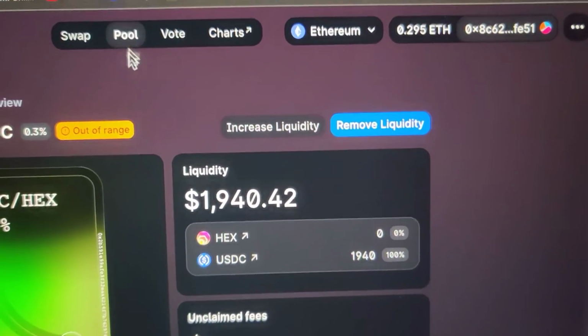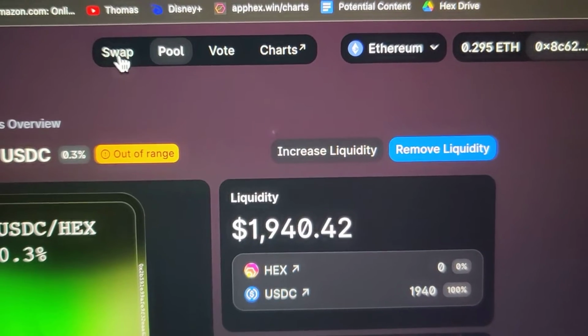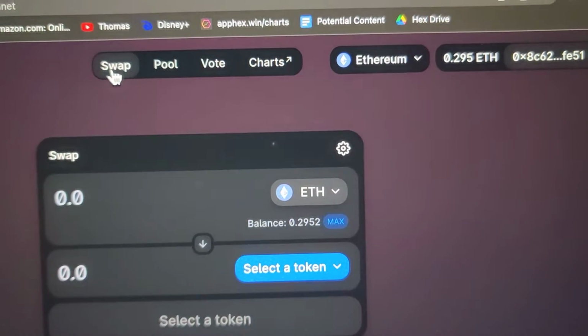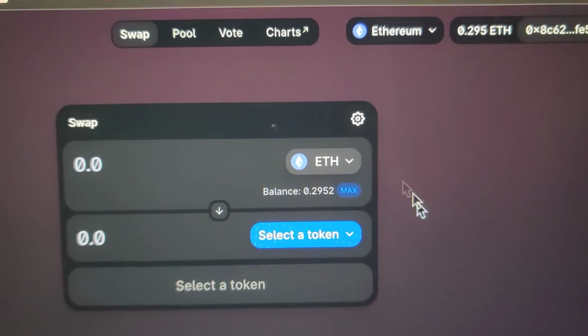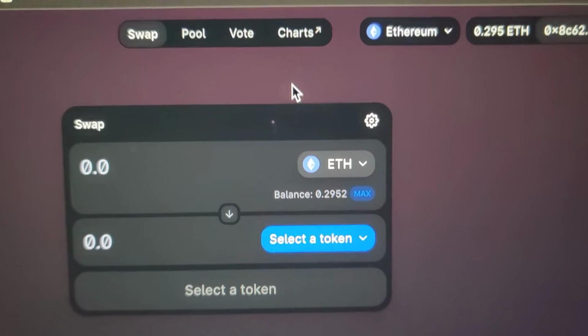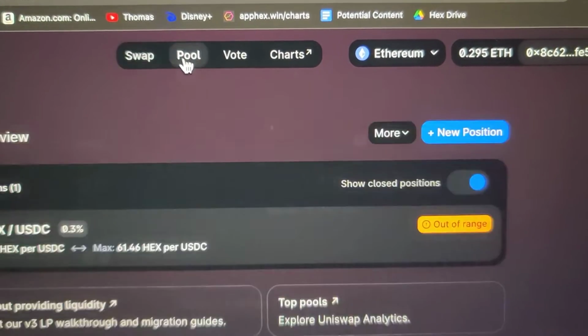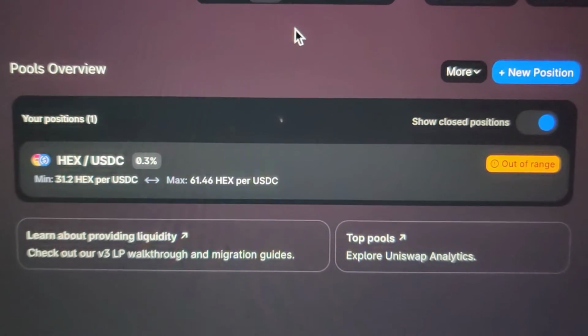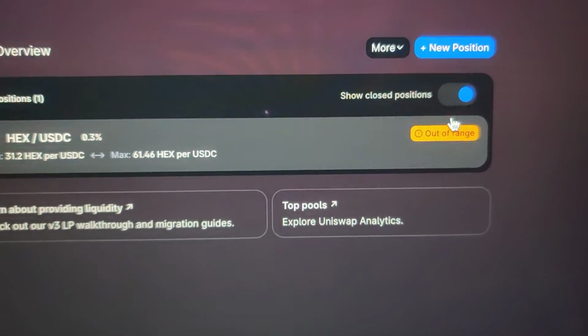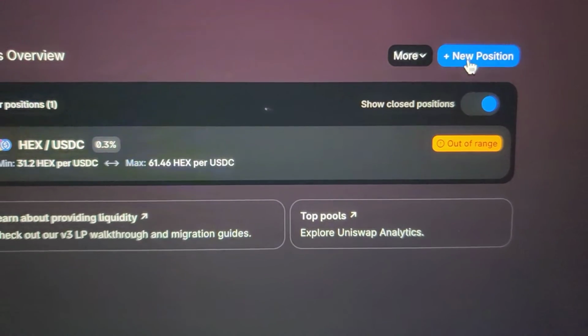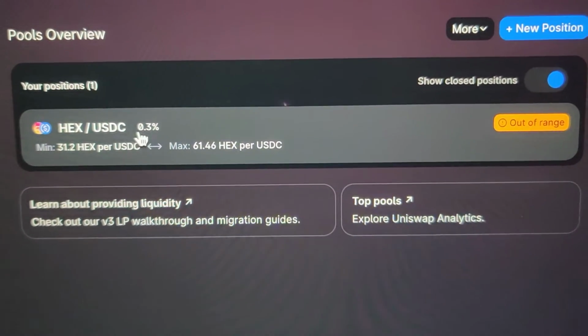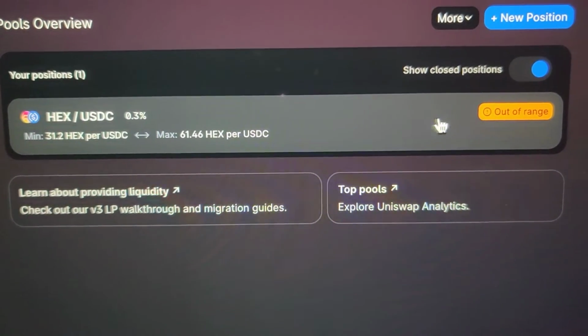So this is the pool tab. Usually I'm here on the swap tab, swapping my ETH and my Hex. But I went here and it says new position. So I did new position. And this is my position here.